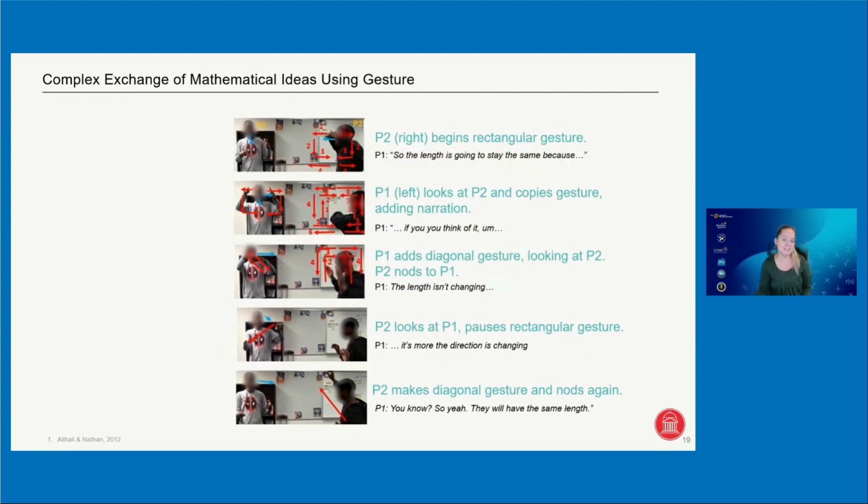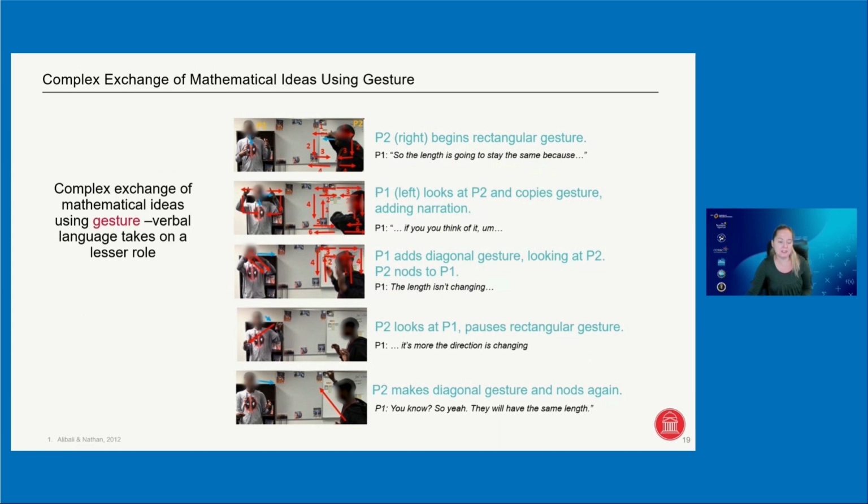So to unpack the sequence we just saw in the video, what we see here is a really complex exchange of mathematical ideas using gesture, where verbal language takes on a lesser role. So as this student on the left is speaking, we see the student on the right start making this rectangular gesture. The speaker, the student on the left, then copies this rectangular gesture and then adds on a diagonal gesture while looking at the gesturing student on the right.